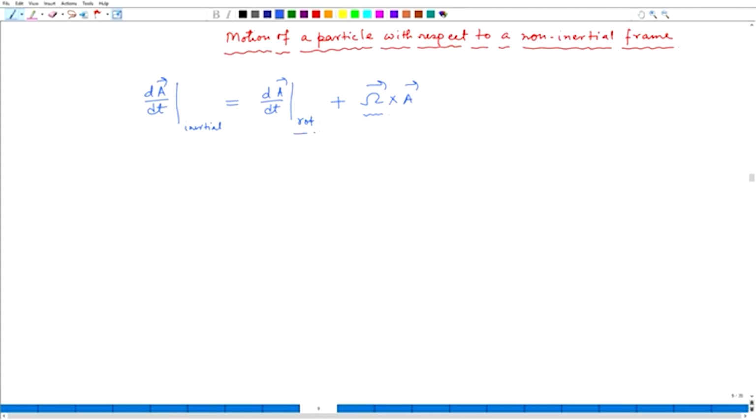And an immediate conclusion from this, we have seen that if you have a vector A which is parallel to omega, then dA/dt inertial will be exactly equal to dA/dt rotational. Otherwise of course, this is not true.